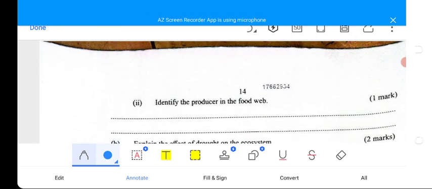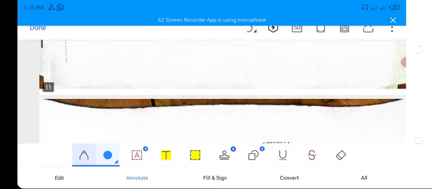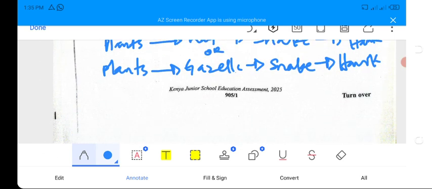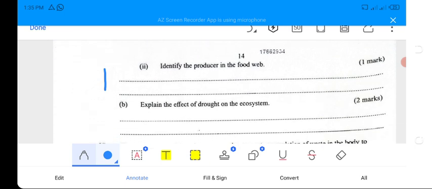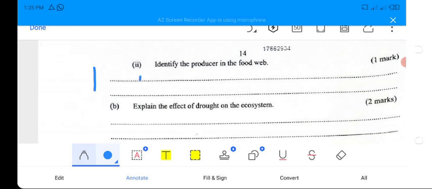The next question: identify the producers in the food web. So producers are always green plants. So in this case, the producers are the plants. And why are we calling them producers? Because they incorporate energy into the ecosystem and they make their own food, hence the name producers.